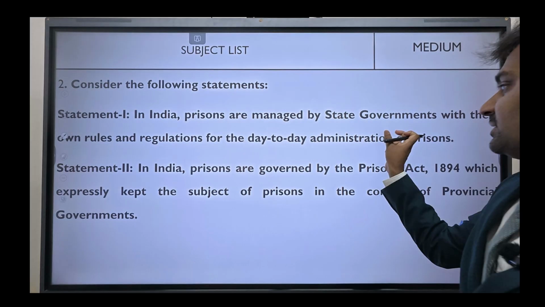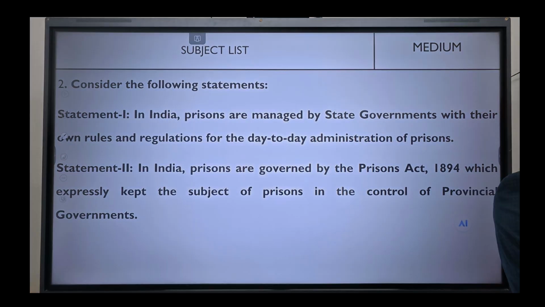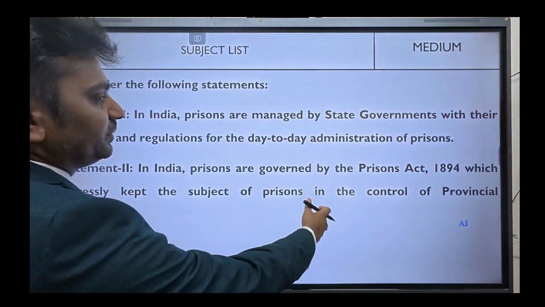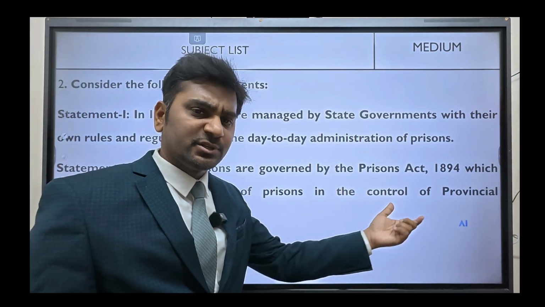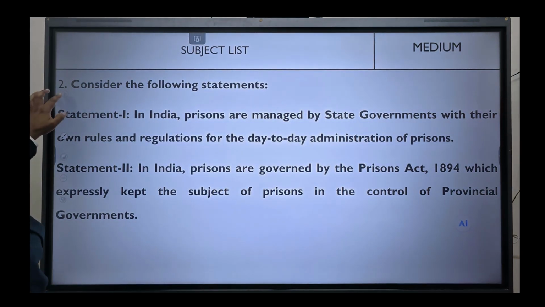So, prisons is a state subject. When it is a state subject, when it is under the state government, it is natural that it will be under the control of provincial governments. So this is under the list of state subjects. State subject means provinces. So both the statements are correct and the second is the correct explanation.